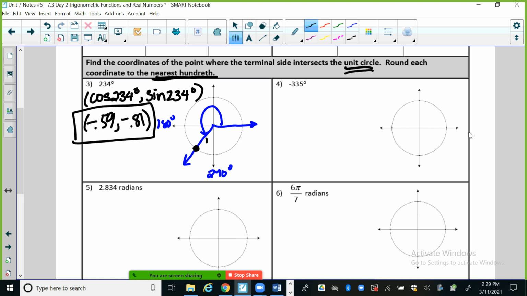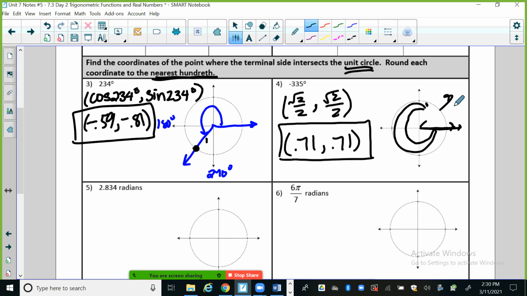Negative 335 degrees. We have negative 90, negative 180, negative 270, so negative 335 degrees is roughly there, a little bit closer.